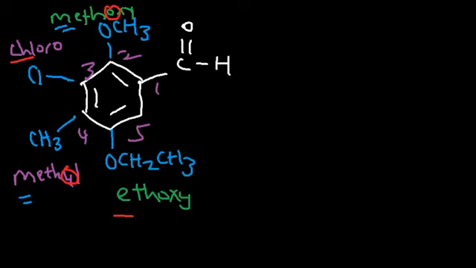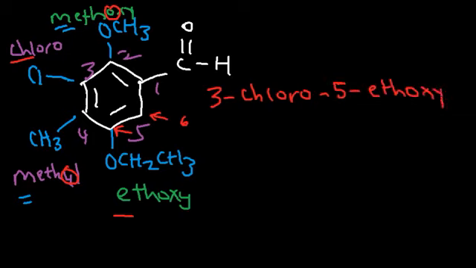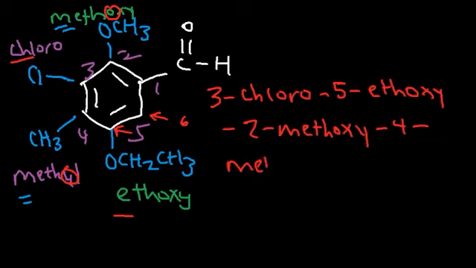So let's name it. So this is going to be 3-chloro, and then this is carbon 5. This one is carbon 6. Almost got confused there. So 3-chloro, 5-ethoxy, and then we said methoxy comes before methyl. So 2-methoxy, and then dash 4-methyl benzaldehyde.